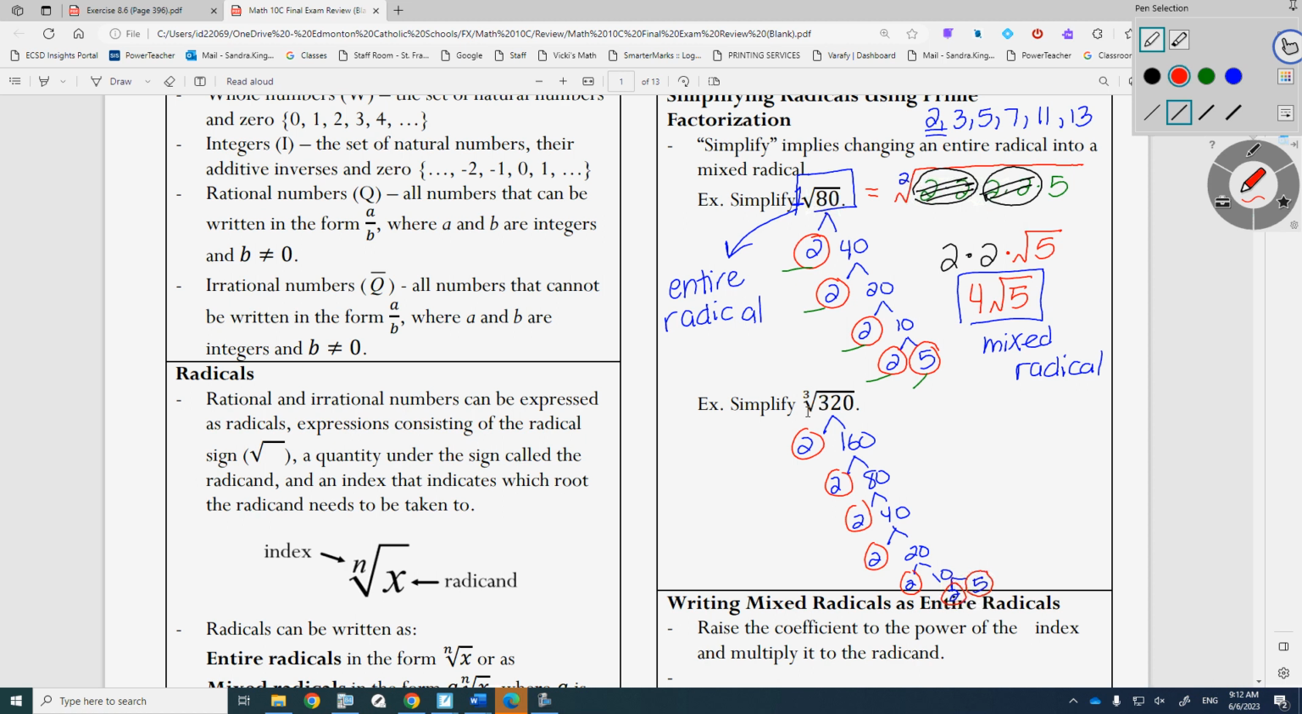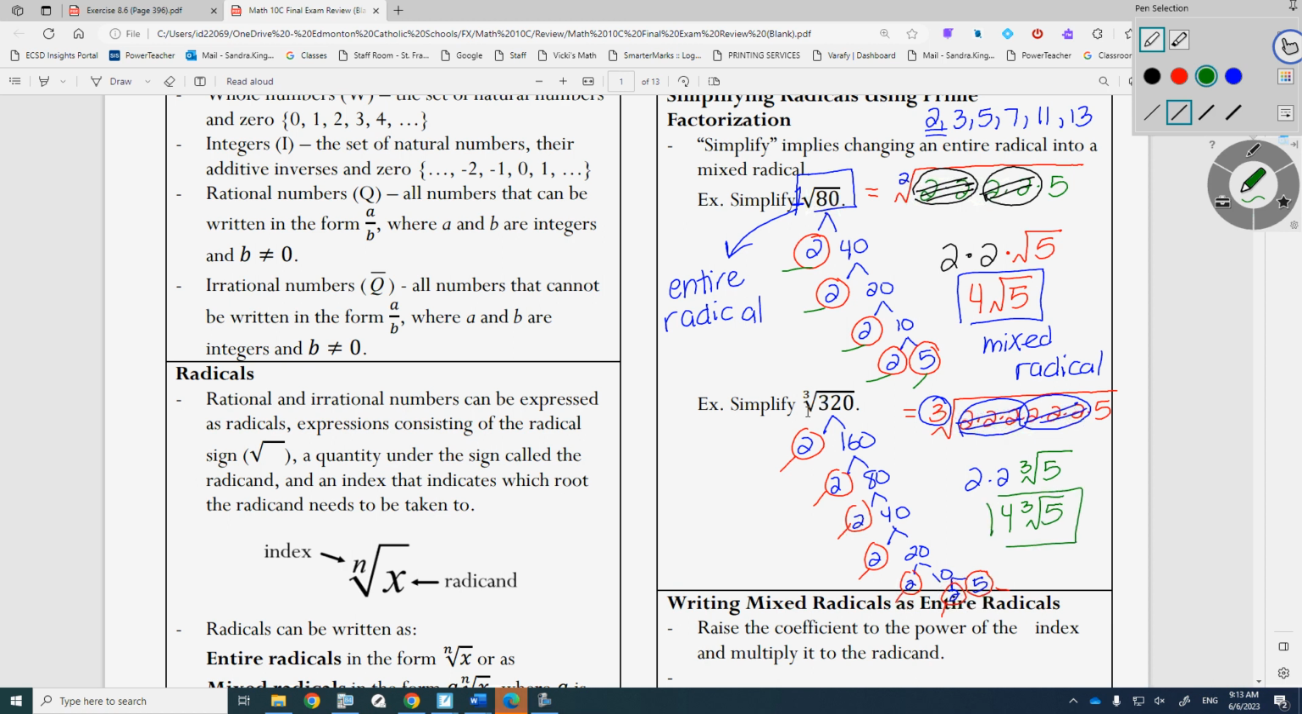The third root of 320 is the same thing as the third root of 1, 2, 3, 6 2s and a 5. You would look at that index or that root, which is a 3, that tells you to circle triples. For every triple, cross it out, take out one. Cross it out, take out one. What's left would be the third root of 5. 2 times 2 is 4 times the third root of 5.